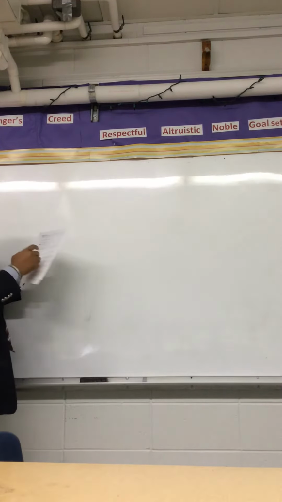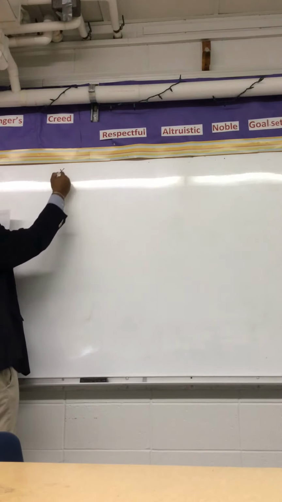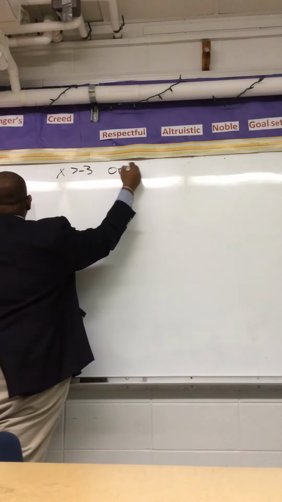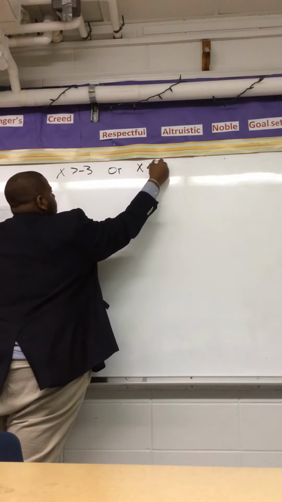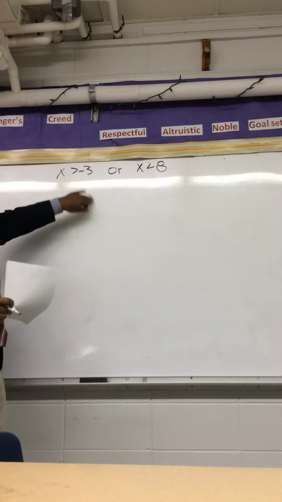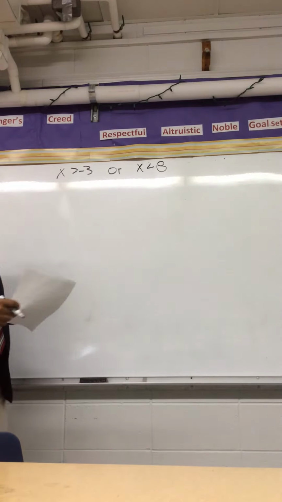Let's do the next two. So we have x is greater than negative 3 or x is less than 8. So guys, do it the same way. Do not be confused by the "or." Graph each one separately on the same graph.